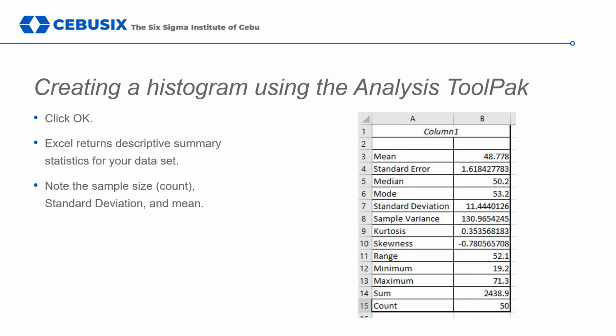It will provide you with the mean, median, mode, standard deviation, sample variance, skewness, range, sum, and count, among other tidbits of information. For the chi-squared goodness of fit test, you will need to take note of the sample size or count, the same standard deviation, and the sample mean. The sample size is the number of items in the dataset, which was 50 for this example. If you don't remember what the sample size was, you can refer to the count listed in the descriptive statistics.